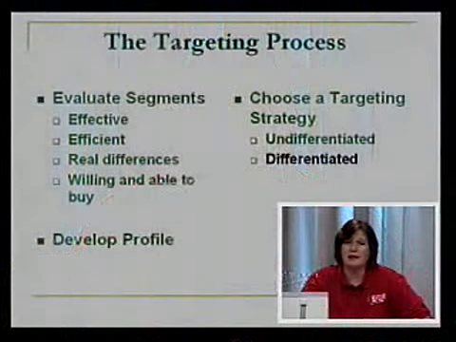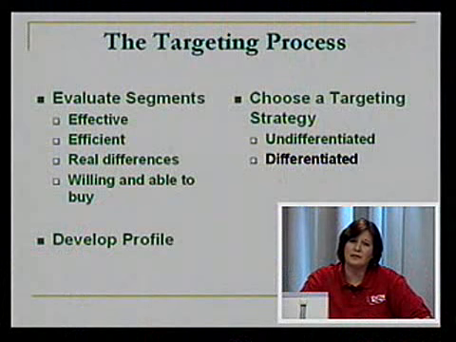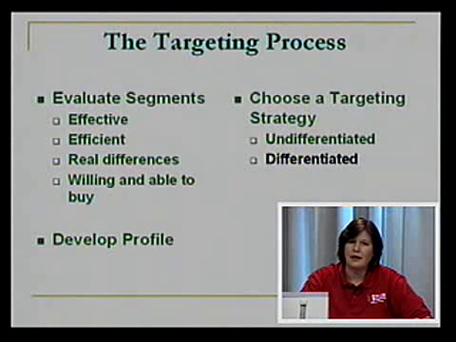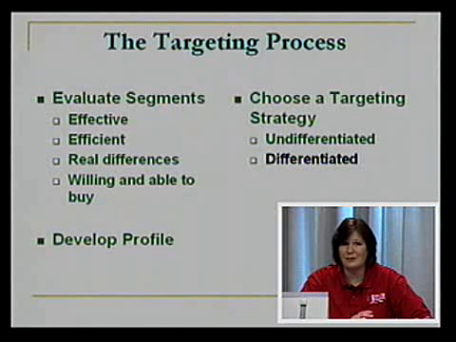Our second choice in a targeting strategy is called a differentiated strategy. And with the differentiated strategy, we realize that the way people use our product is different. So we are going to go after multiple segments. Okay, so it may be 2, it may be 10, but we're going to go after multiple segments and have a separate strategy for each segment.